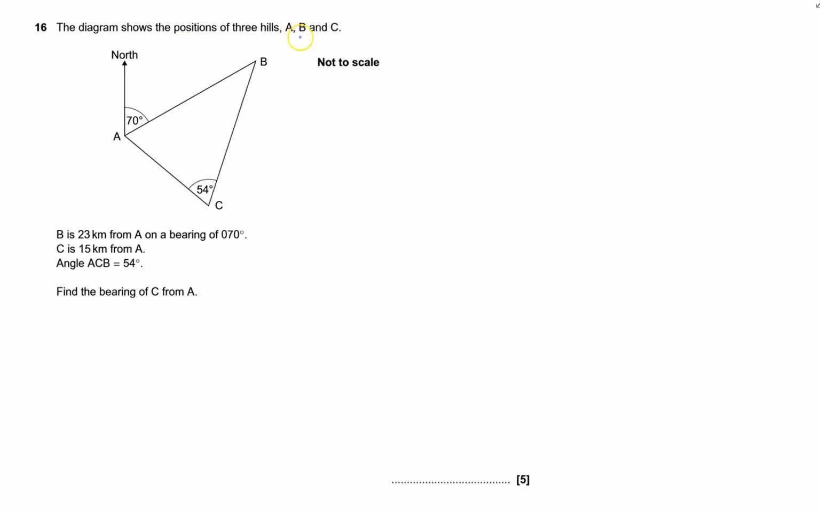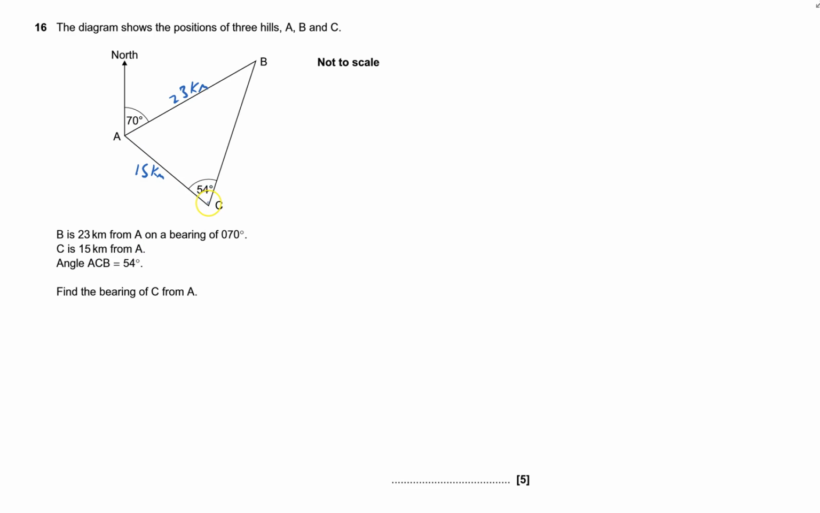The diagram shows the position of 3 hills, A, B, C. B is 23 kilometers from A, so B, that is 23 kilometers. Label my picture, I think it'll make it easier to see. On a bearing of 70, because you always measure bearings from the north clockwise. C is 15 kilometers from A, so that is 15 kilometers from A.